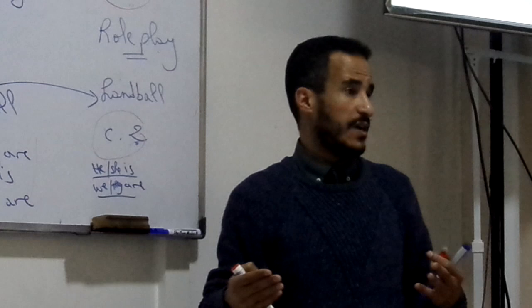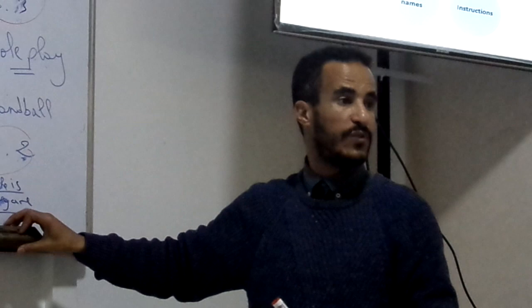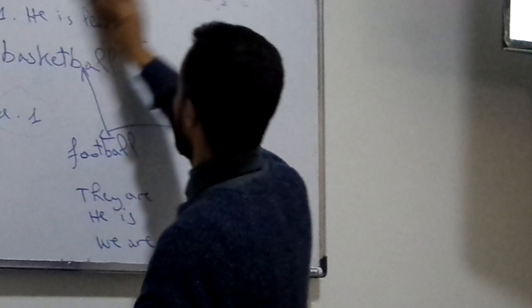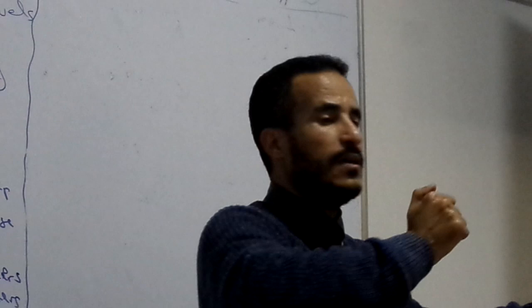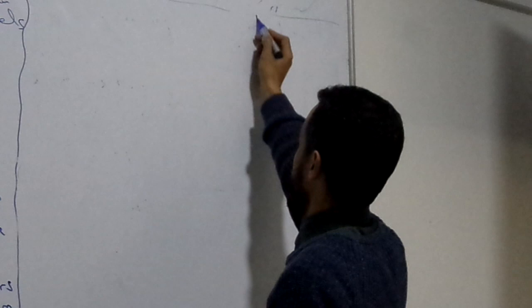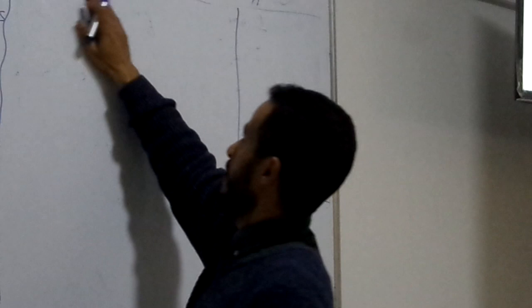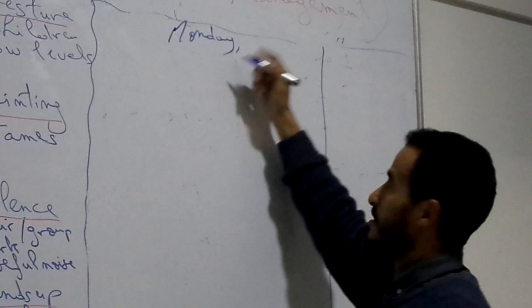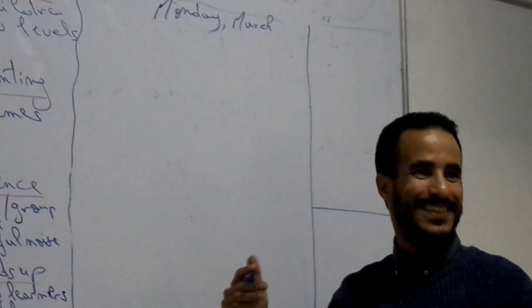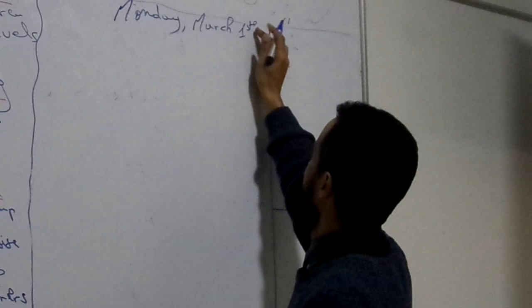Now let's erase this one and see how we can use vocabulary, example, correction, etc. It's a good idea from the beginning to divide the board. If you have a big board, you can divide it into three parts. If you have a small one, two. So here for me, I can do it like this. And here, you start with the date. Monday, January, it's just imaginary, March. First, etc.